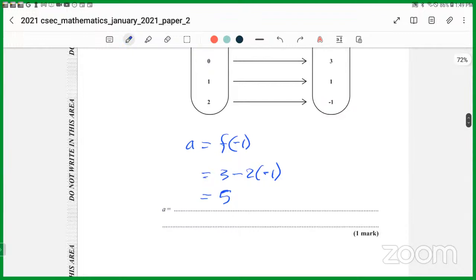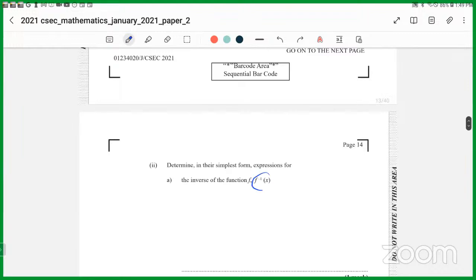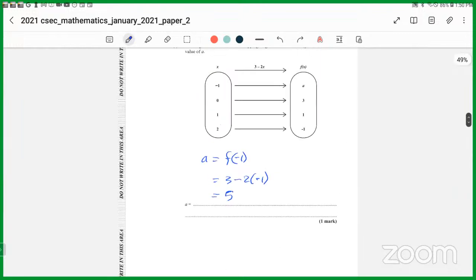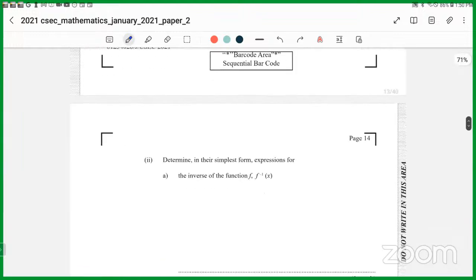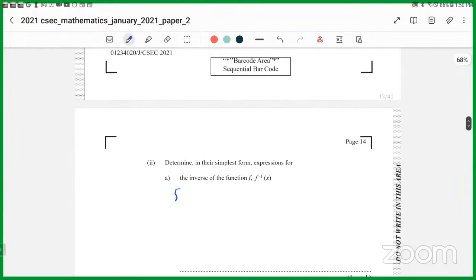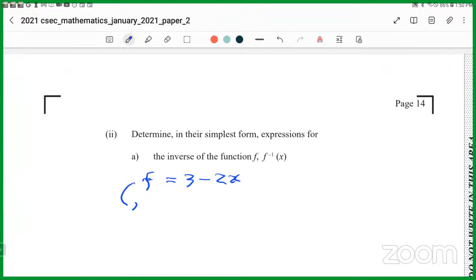All right, what is the next one to do here? It said determine, in simplest form, f to the -1. So we're working with the f function, which is 3 minus 2x. So again, we're going to start by saying f is actually 3 minus 2x, and we're going to inverse it, and we're going to get x equals 3 minus 2 times f to the -1. Some teachers use x and y. That's okay. You can use that way as well.